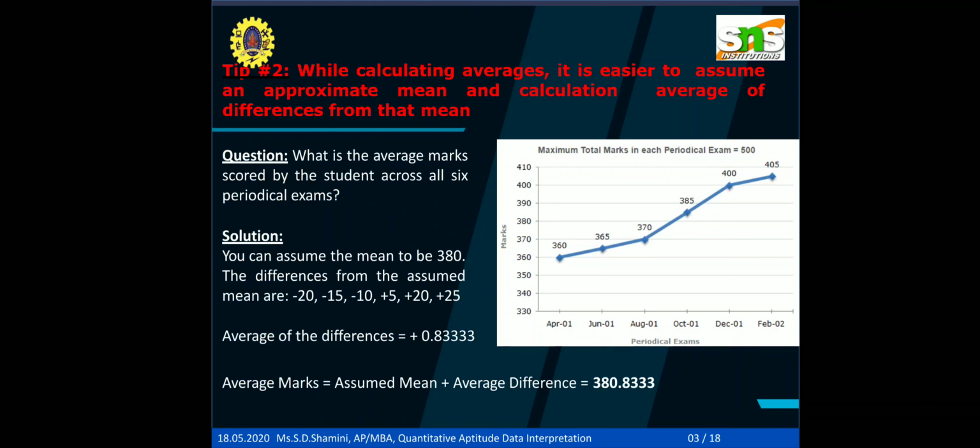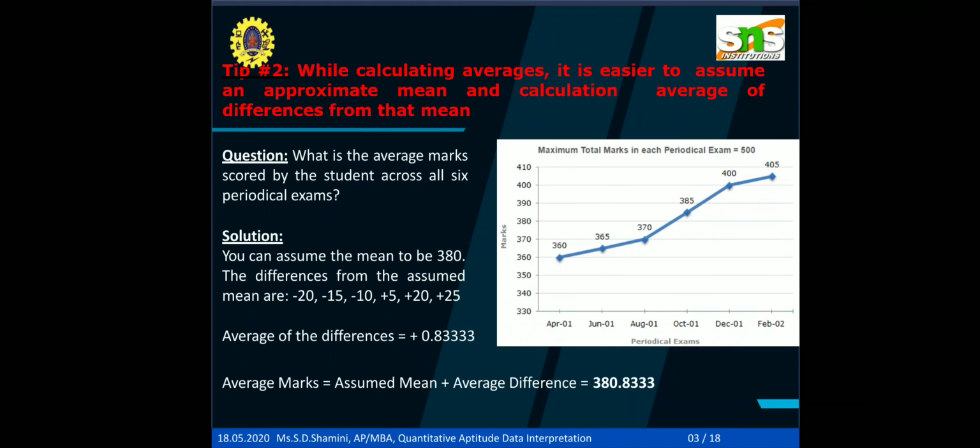The second tip is, while calculating averages, it is easier to assume an approximate mean and calculate the average of differences from that mean. So if a question is, what is the average mark scored by the student across all 6 periodical exams, and a line graph is given, you have to assume that the mean is 380. It may be given in our options.